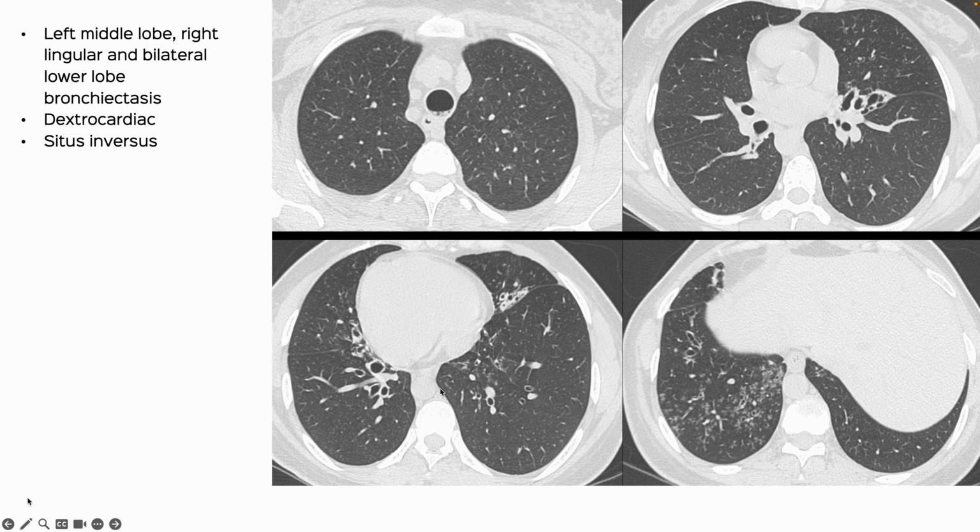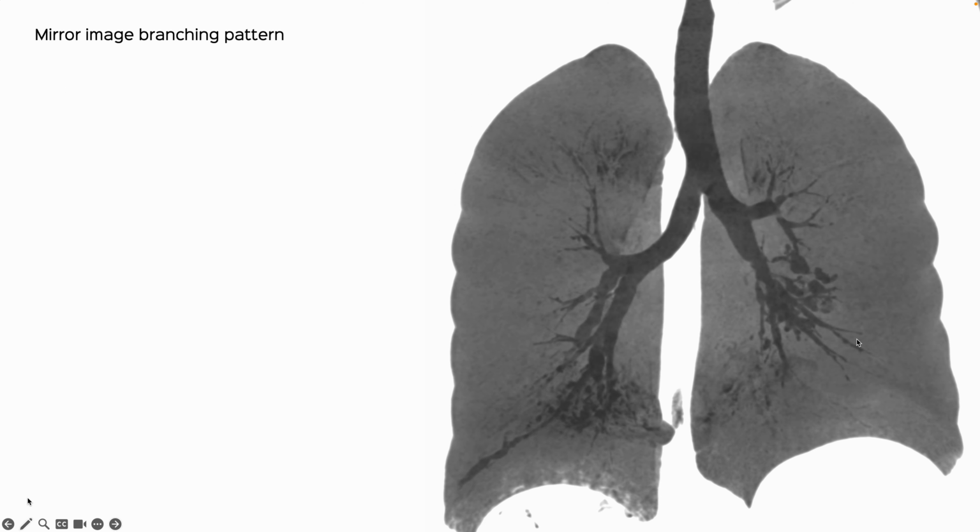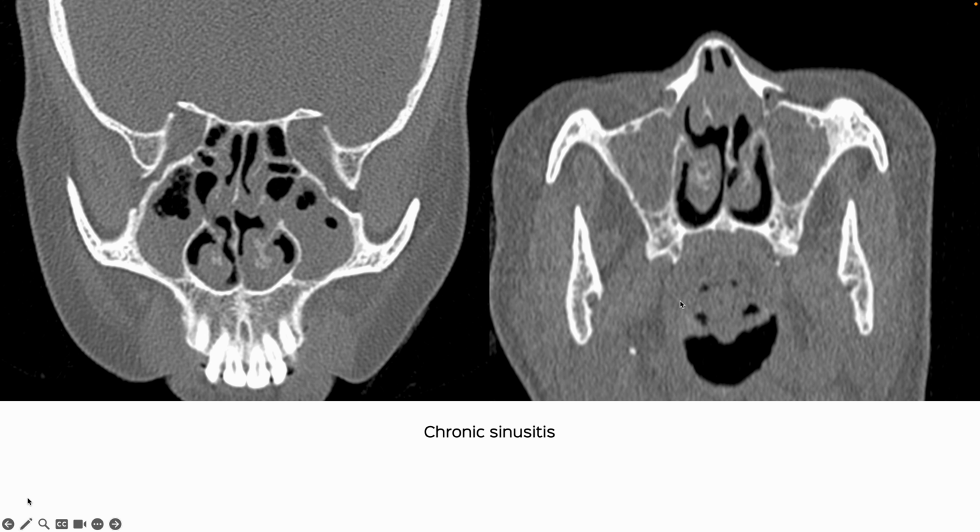and then both lower lobes show tubular, and to some extent cystic bronchiectasis. And we have these ill-defined branching centrilobular nodules and tree-in-bud, suggestive of a superadded inflammatory or infectious bronchiolitis. And you can also pick up the dextrocardia and the situs inversus. The MinIP shows the mirror branching here, and the patient also had chronic sinusitis.